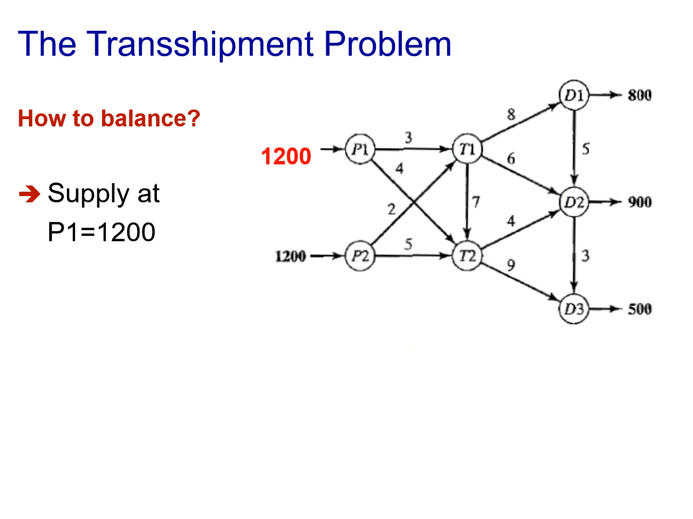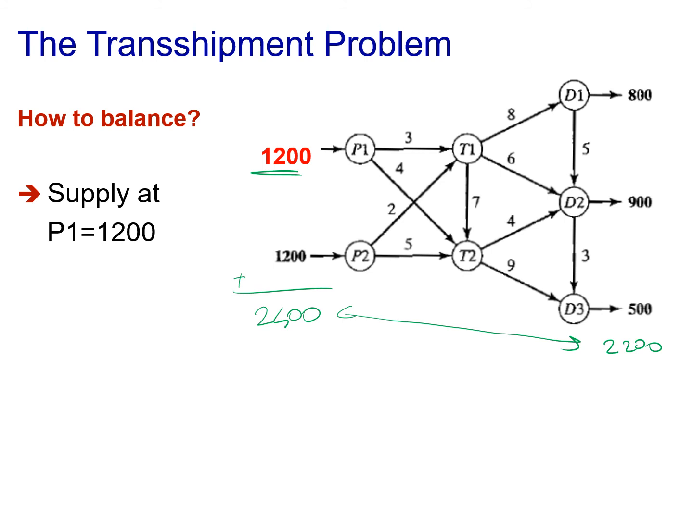Now consider the opposite. If the supply is more than demand, what do we do? Again, this time assume the demand of P1 is 1200. So in total we have 2400 of supply and 2200 of demand. So supply is greater than demand. What do we do in this case?